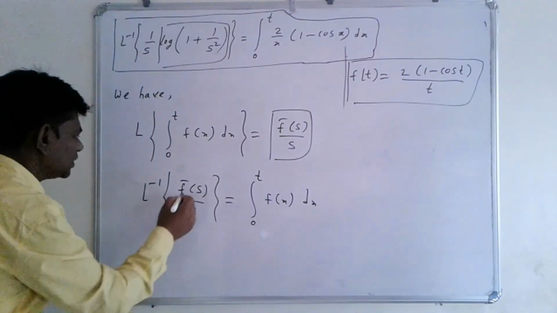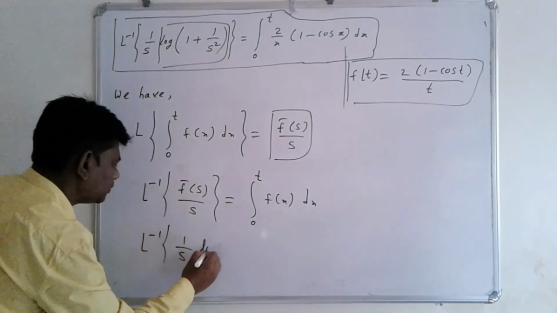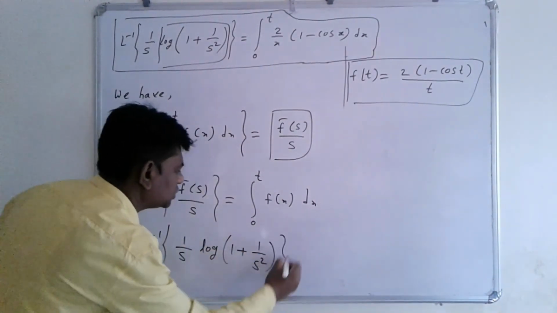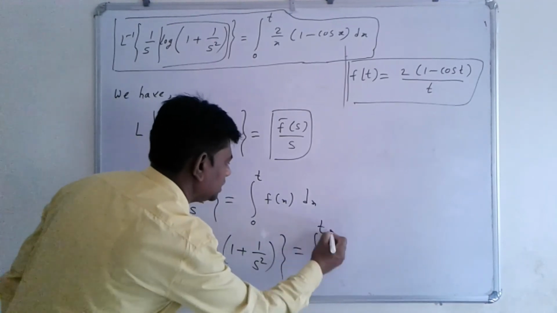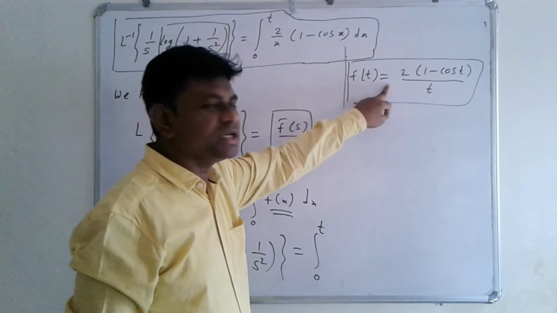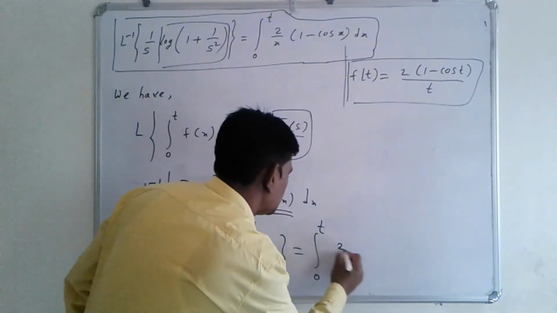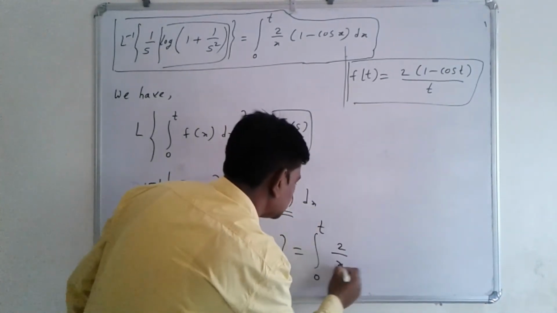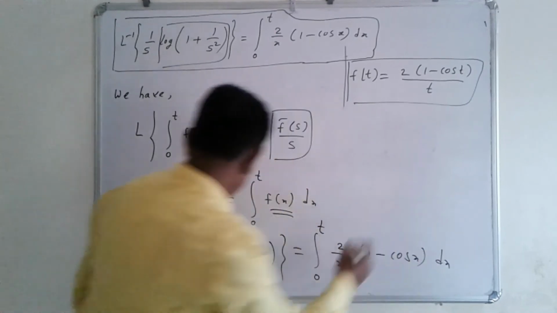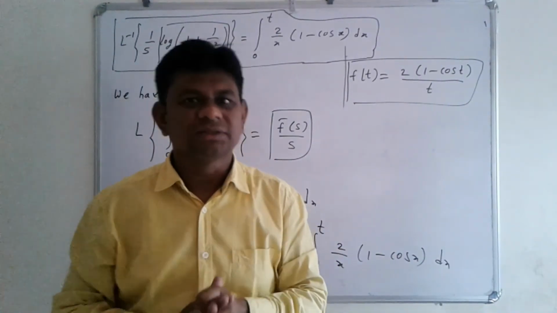In this problem, this f bar s is log of 1 plus 1 by s square, and its inverse is equal to integration 0 to t. Now this f x means replace t by x in f of t. So we get 2 upon x times 1 minus cos x dx. Hence proved. Hope all of you have understood this topic.